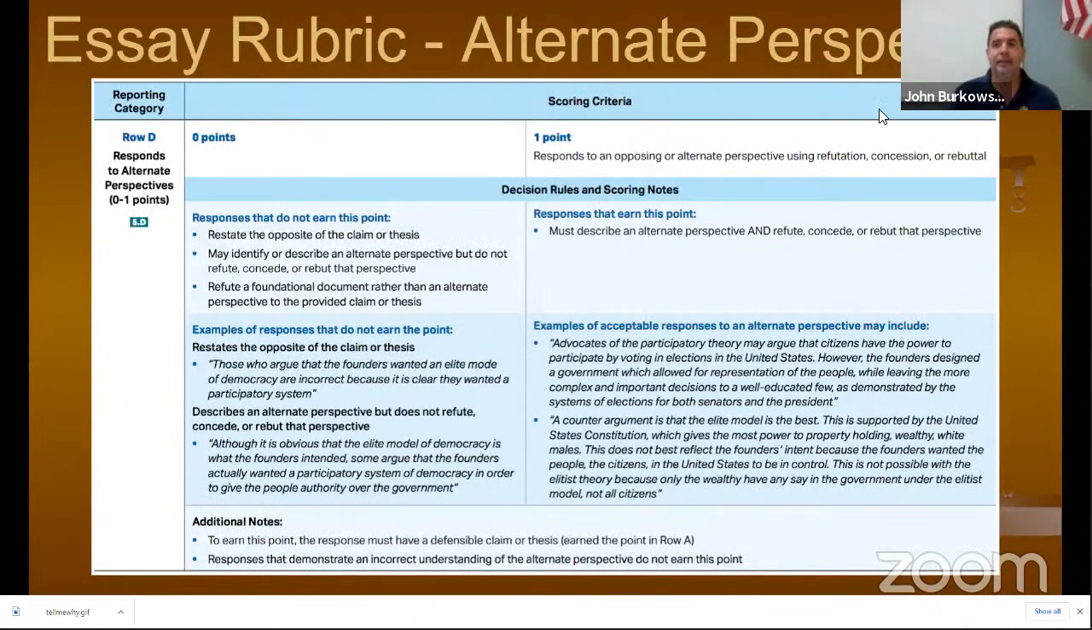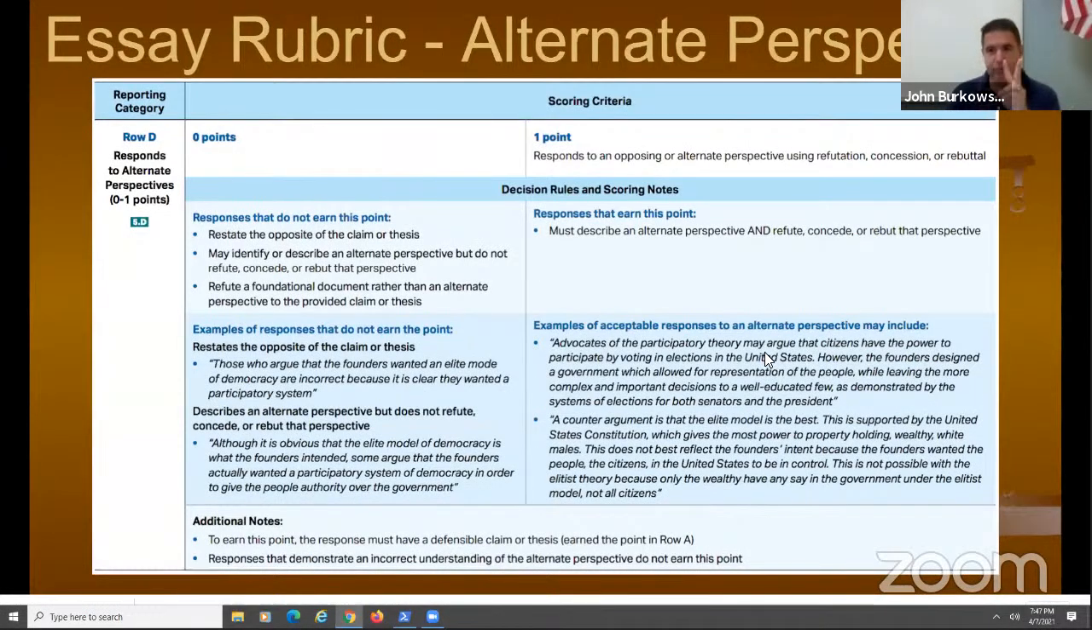Alternate perspective. Okay, you have probably been dealing with this in class, and you're like, why? What do we do here? It says to respond to an opposing or alternate perspective using refutation, concession, or rebuttal. I think when they throw in all these terms, it's confusing. But we'll be more efficient and strategic with this. I want to point out something to make sure you get this point. You have to do 2 tasks to earn this alternate perspective.